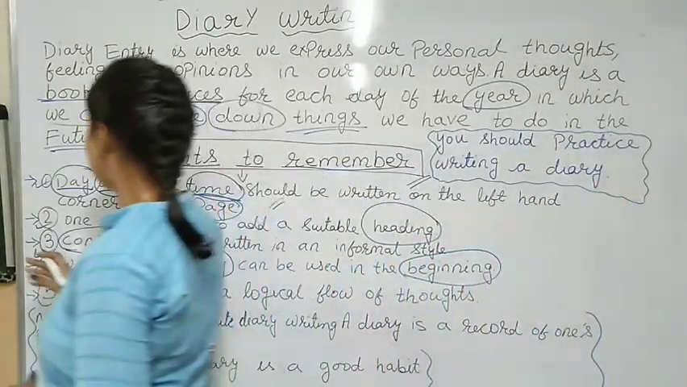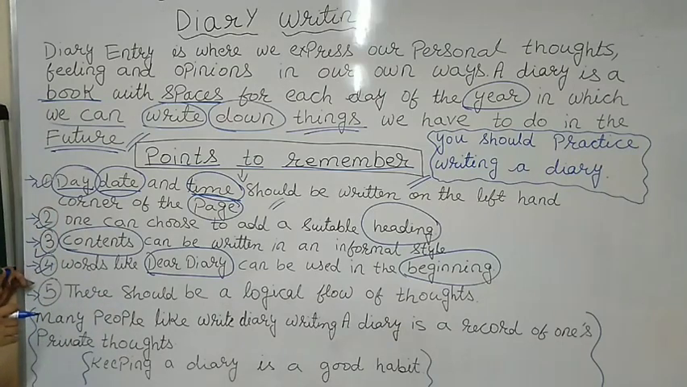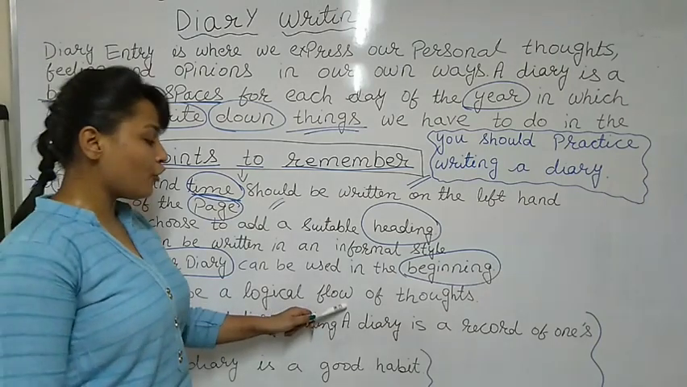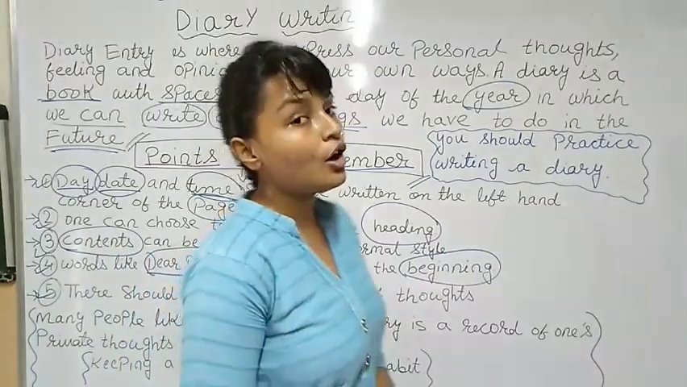Okay. So up to 1, 2, 3 and 4 we have completed. Now we will see the fifth one. The fifth one is that there should be a logical flow of thoughts.